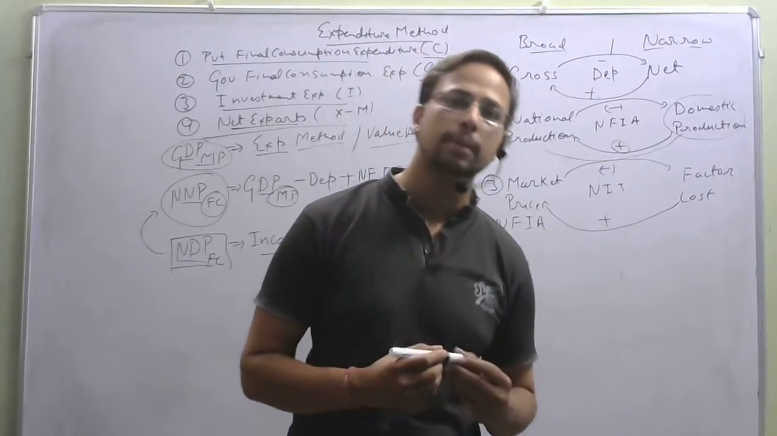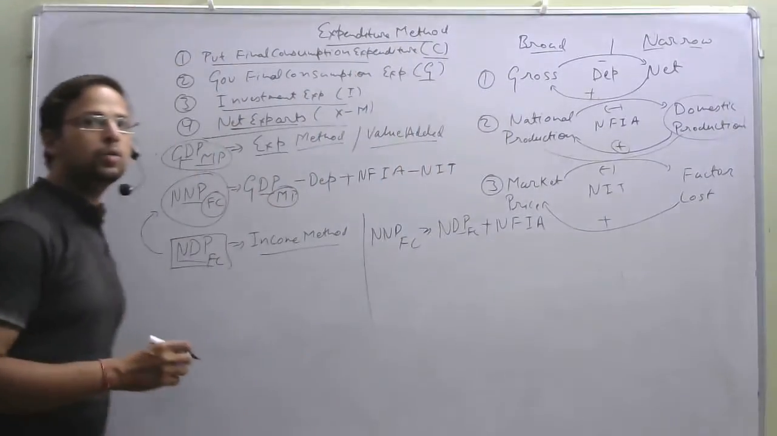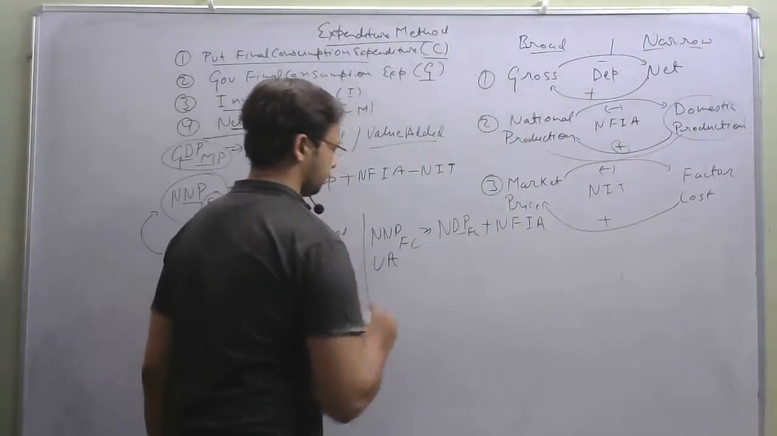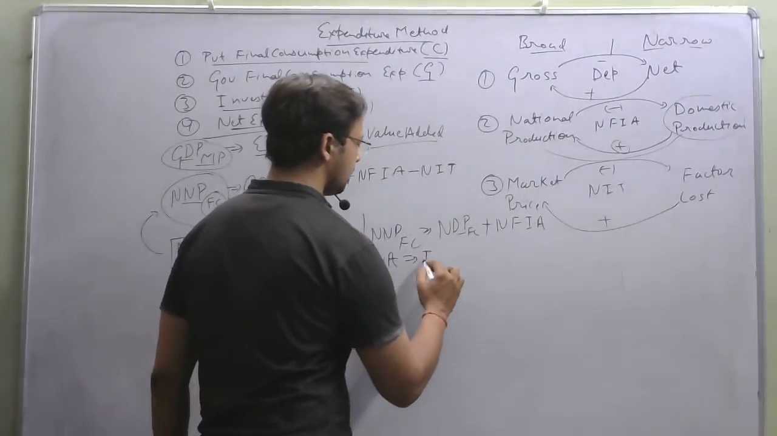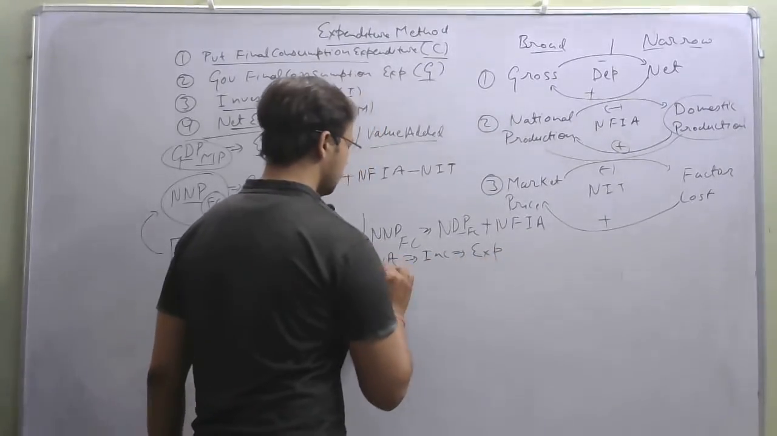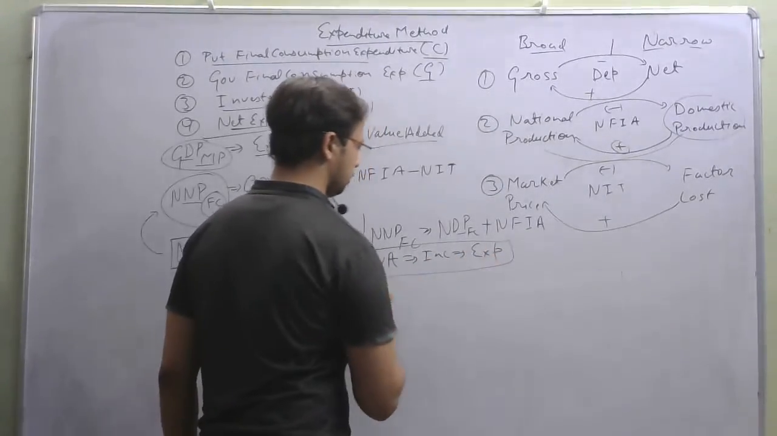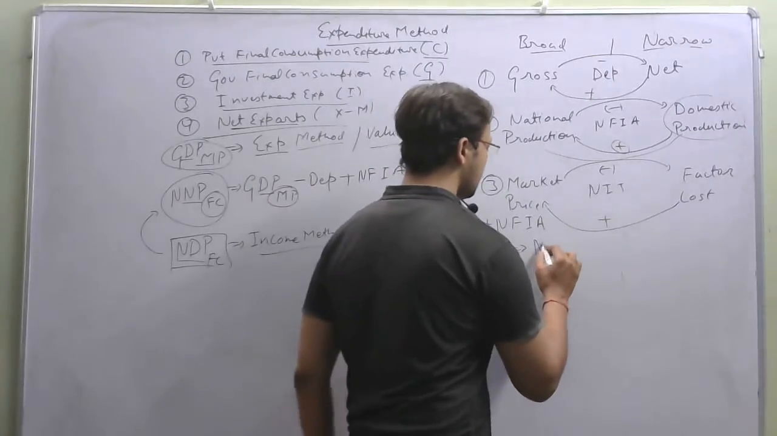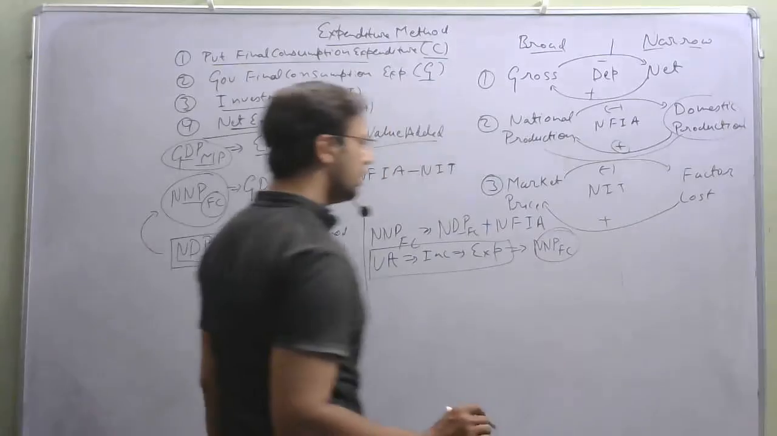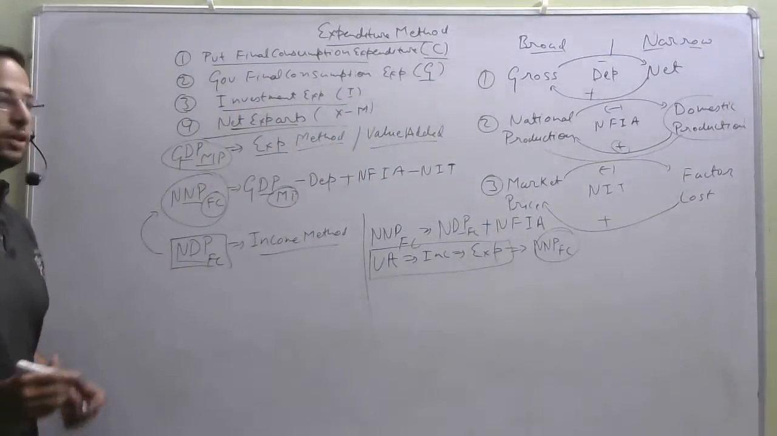And always remember that whether you do it by the value added method, the income method, or the expenditure method, the value of national income, the value of NNP at FC, will not change, it will be constant. It will come the same from all three methods.